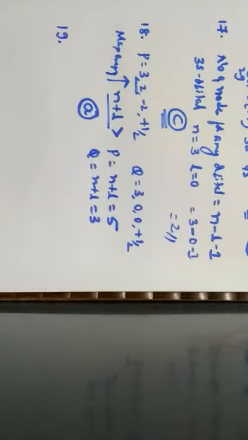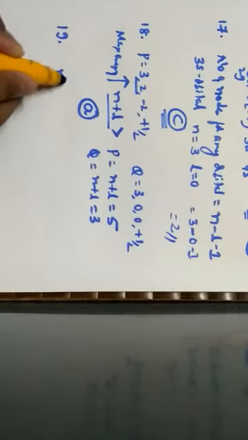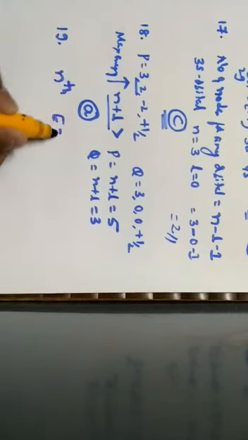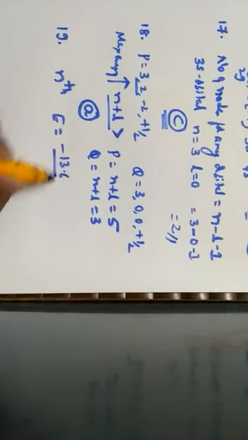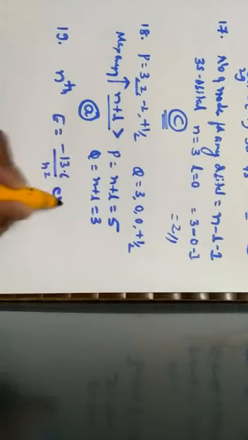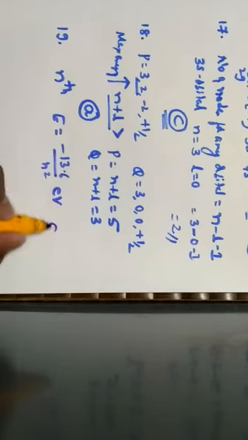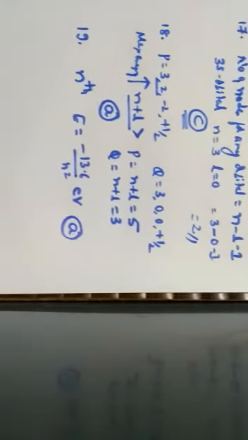Next one, question number 19. The energy of an electron in the nth orbit of a hydrogen atom is given by E equal to minus 13.6 divided by n square, in electron volts, which is nothing but option A.